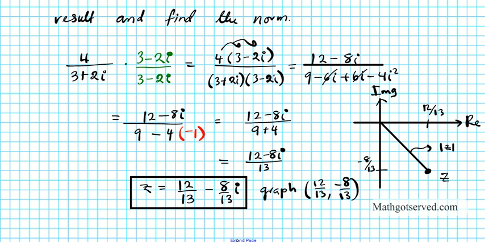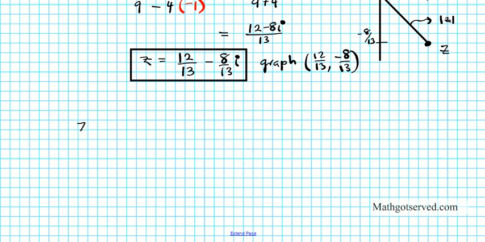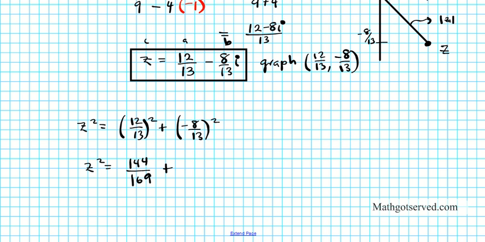So for this one, we're going to go z squared equals 12 over 13 squared. That's a squared. Plus b squared, which is negative 8 over 13 squared. Okay, remember this is like c, and this is a, and that's b. Alright, so we have z squared equals 144 over 169 plus negative squared, the negative goes away, 64 over 169.